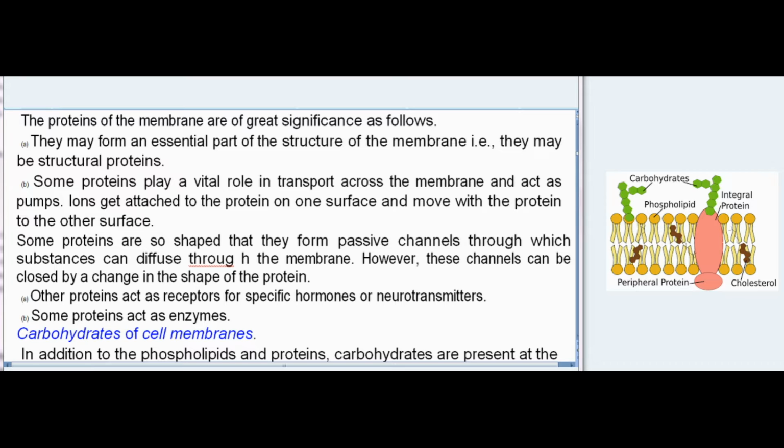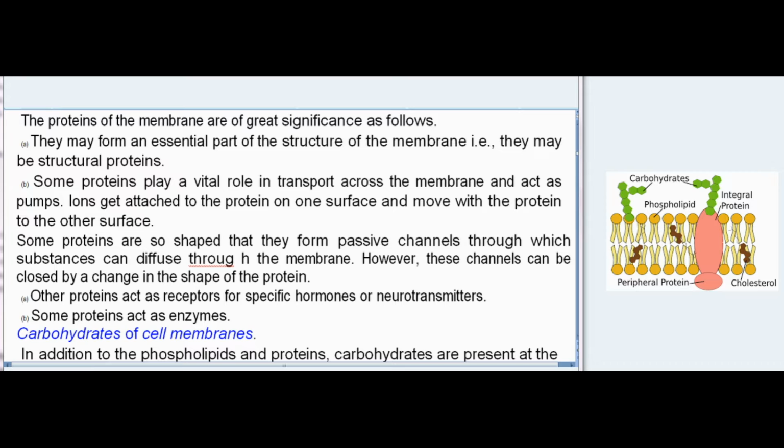B. Some proteins play a vital role in transport across the membrane and act as pumps. Ions get attached to the protein on one surface and move with the protein to the other surface. Some proteins are so shaped that they form passive channels through which substances can diffuse through the membrane. However, these channels can be closed by a change in the shape of the protein.